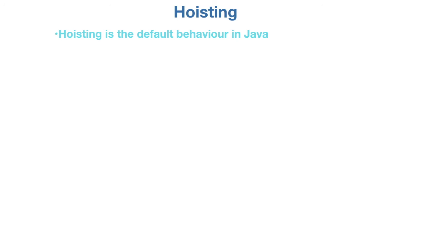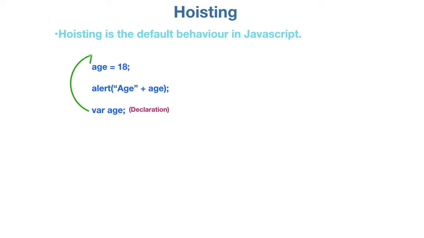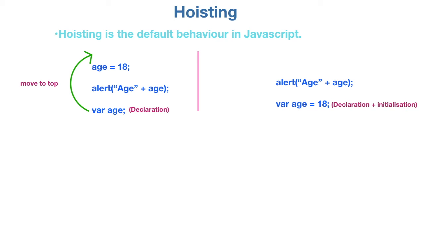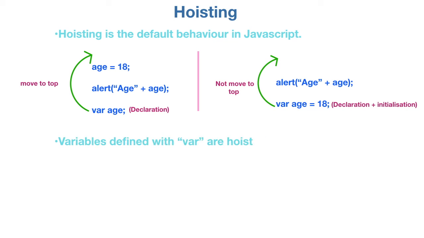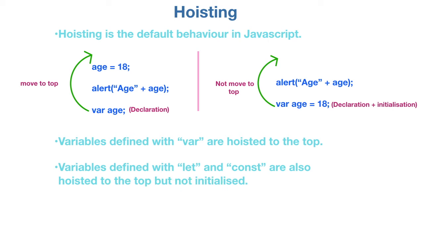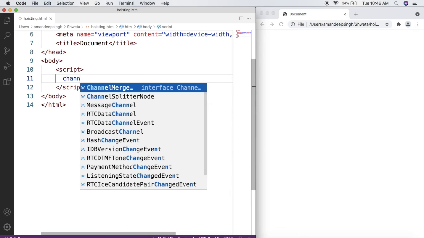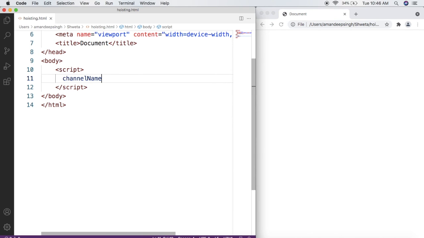The next criteria is hoisting. Hoisting is the default behavior in JavaScript. The JavaScript engine moves the variables and function declarations to the top of our code. JavaScript will not move variables that are declared and initialized in a single line. Variables defined with var are hoisted to the top. Variables defined with let and const are also hoisted to the top but not initialized. What does that mean? Let's see an example.